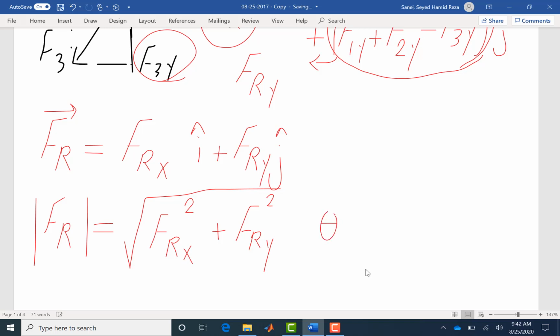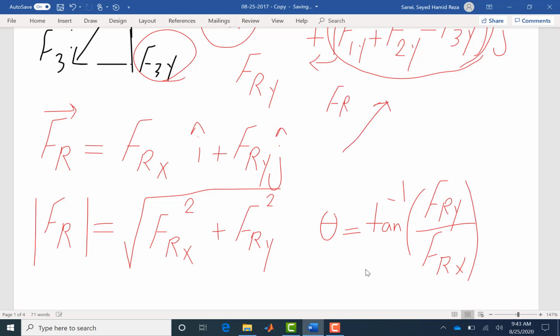And the angle would be tangent inverse, or arctangent, of FRy over FRx. That angle, this theta, is the angle measured from the positive x direction. So here, if you have FR, the angle from positive x to our vector. This is FRy, this is FRx.